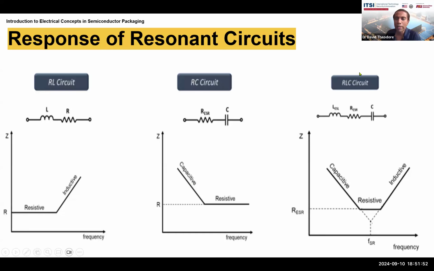You look at an RLC circuit that has an inductor, a resistor, and a capacitor, in this case in series. The circuit behaves like this. At a low frequency, the capacitance is dominating, like here. At the intermediate frequency, the resistance is dominant, like here. And at a high frequency, the inductance is dominant, like here.